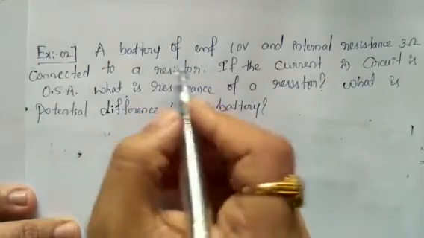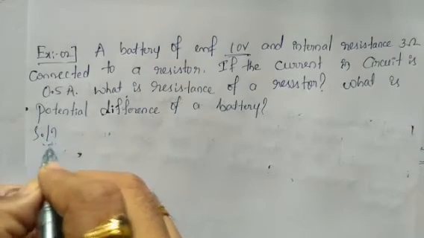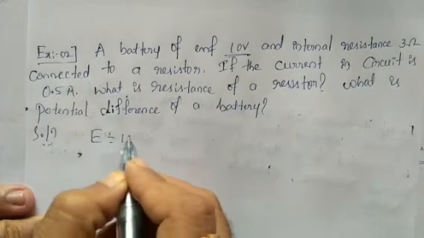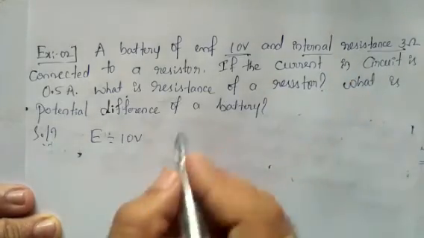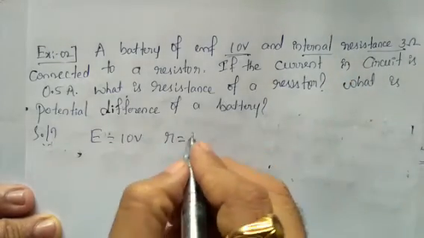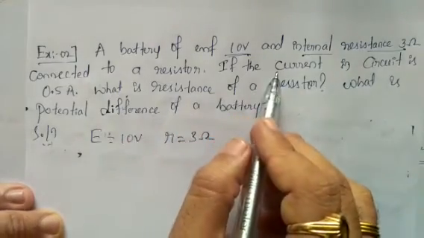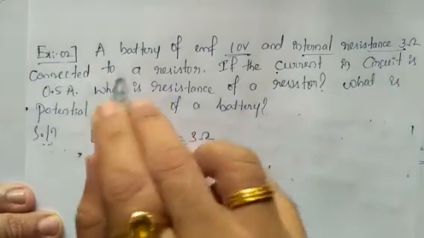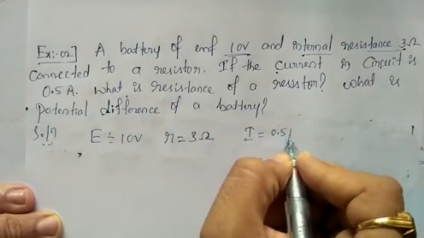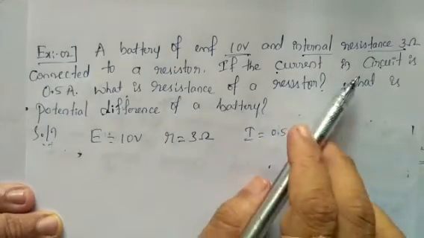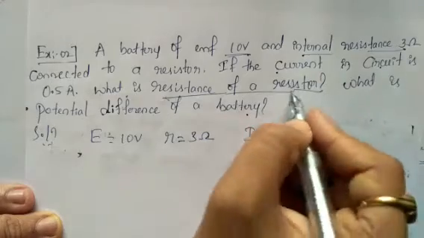So, a battery of EMF 10 volts. The EMF of the battery is given, so let us consider E is equal to 10 volts. Next, the internal resistance of the cell is given as 3 ohms. The current in the circuit is 0.5 amperes. So, what is the potential difference and what is the resistance of the resistor?